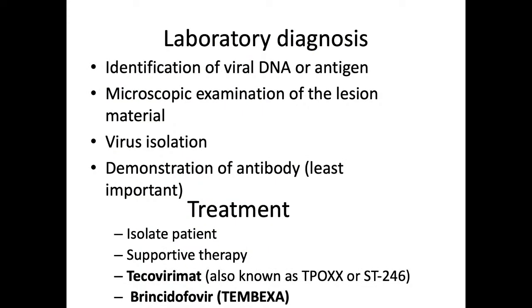So how can we identify it? Of course, PCR, or we can detect viral antigens. Also, we can take the skin lesion material and observe it under the microscope, and if we see brick-shaped huge viruses, we can suspect that it's smallpox. Virus isolation is possible, and culturing under laboratory conditions.